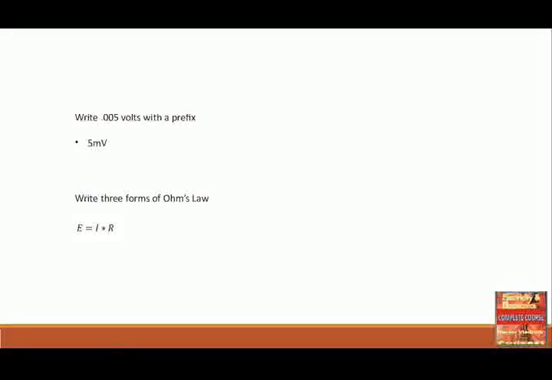Write 3 forms of Ohm's law. First form is E equals I times R, or voltage equals current times resistance. Second form would be current, which is I, equals voltage, or E, divided by R, or resistance. Third form would be resistance, or R, equals voltage, or E, divided by I, or current.